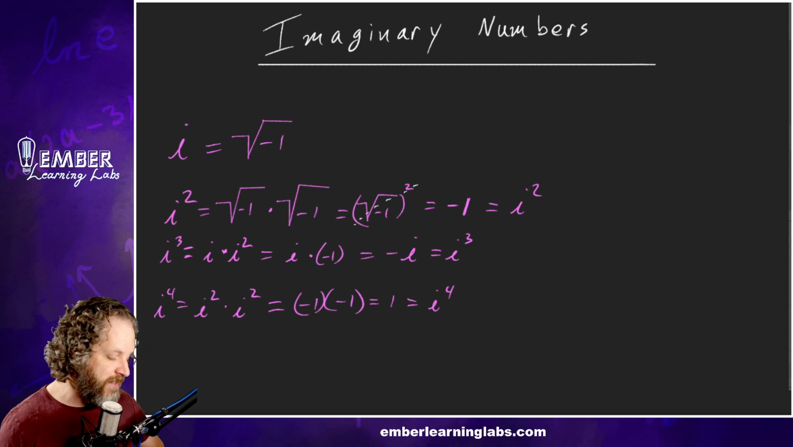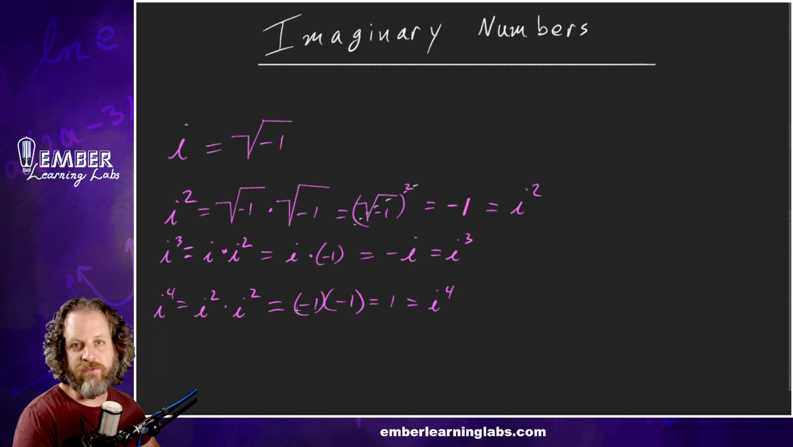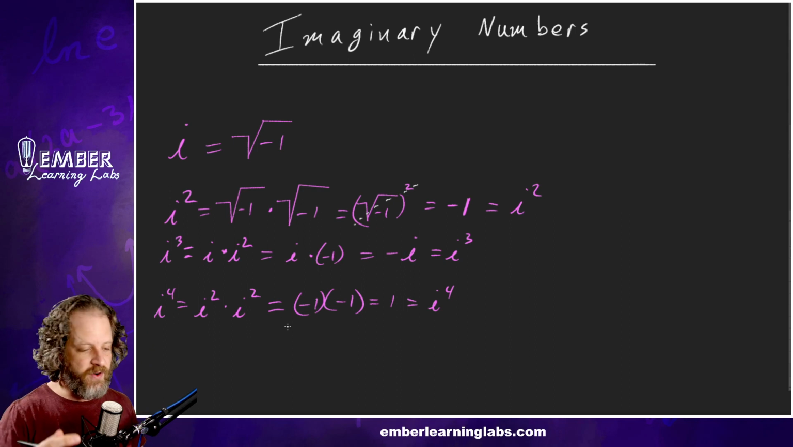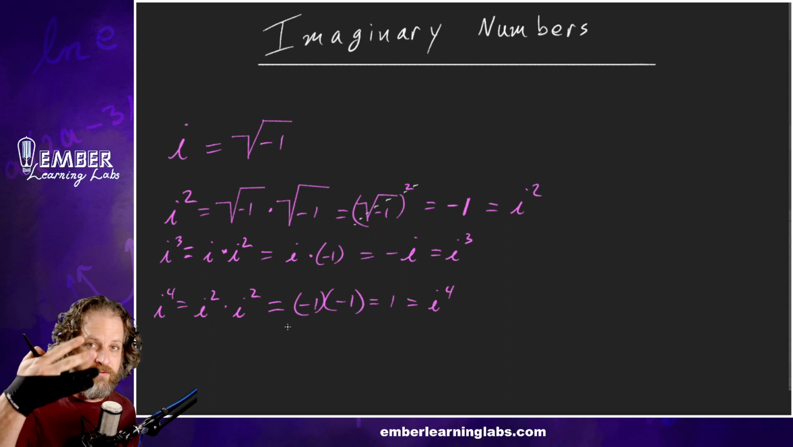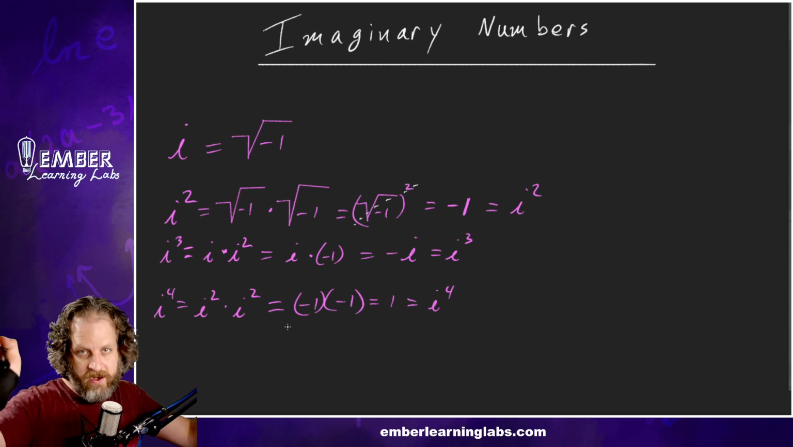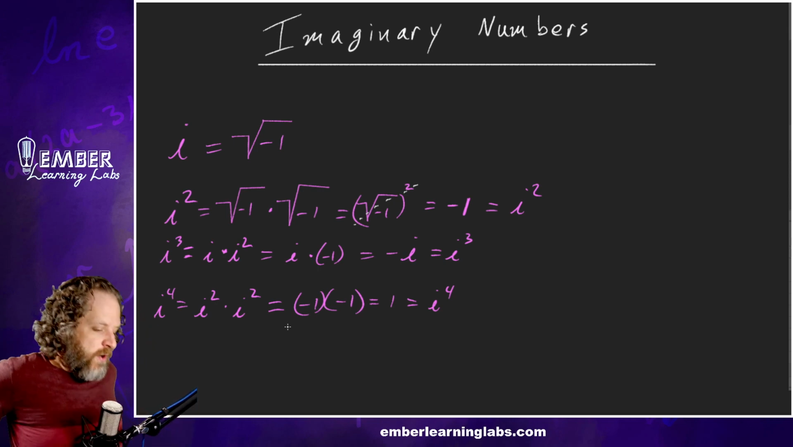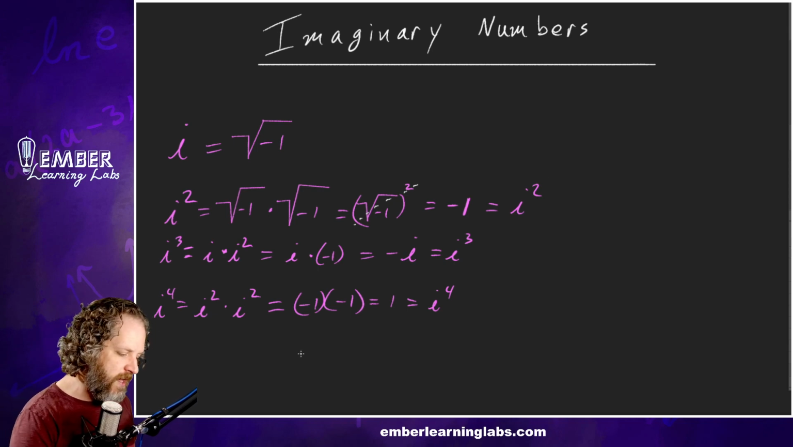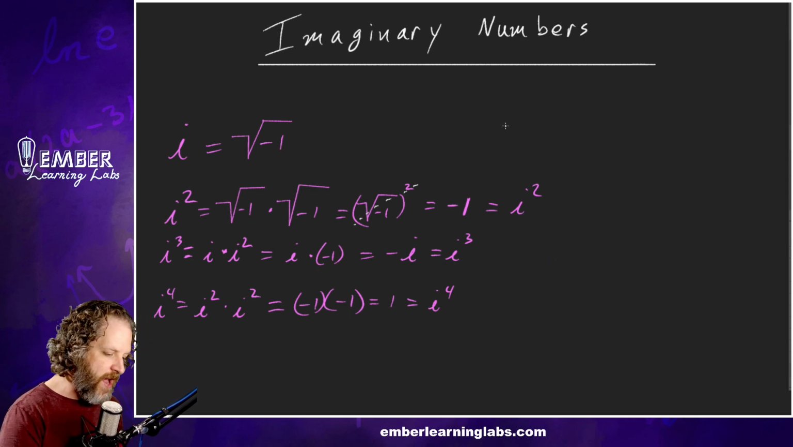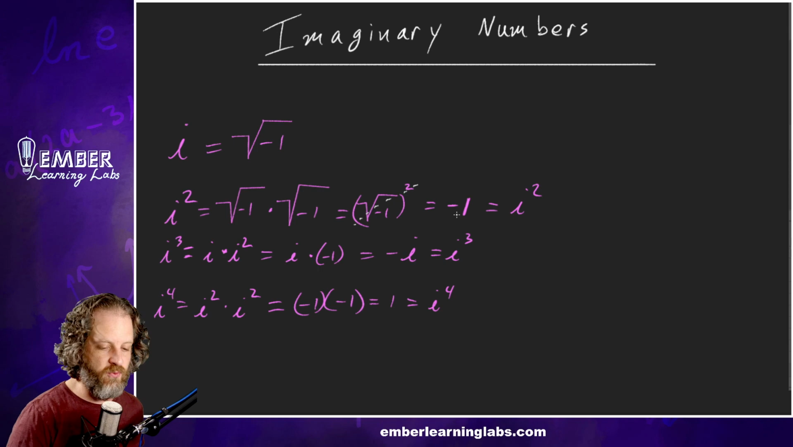i to the seventh would be the same as i cubed. i to the eighth would be i to the fourth. And this actually keeps on going. It repeats in a pattern of 4 all the way to infinity, right? And so when we're simplifying something with i in it, these are really the only possible ways it can get simplified. It can get simplified down to i or -1 or negative i or 1.